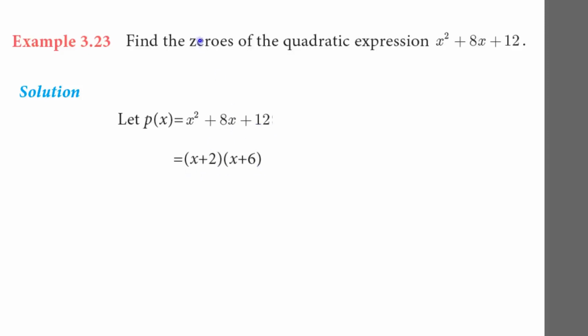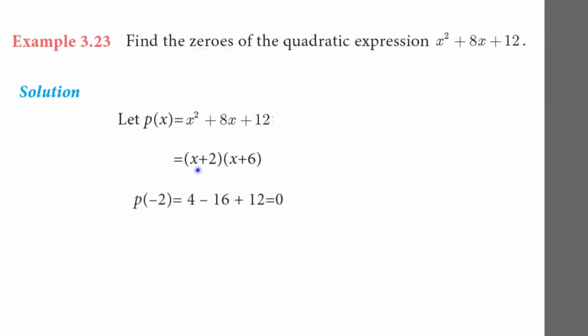So now we are going to find the zeros. Let us see what value, substituted for x, gives us 0. Suppose we substitute -2 for x, will we get 0? That is, this term becomes 0. Similarly, if we substitute -6 for x, this term becomes 0. 0 into any term is 0.